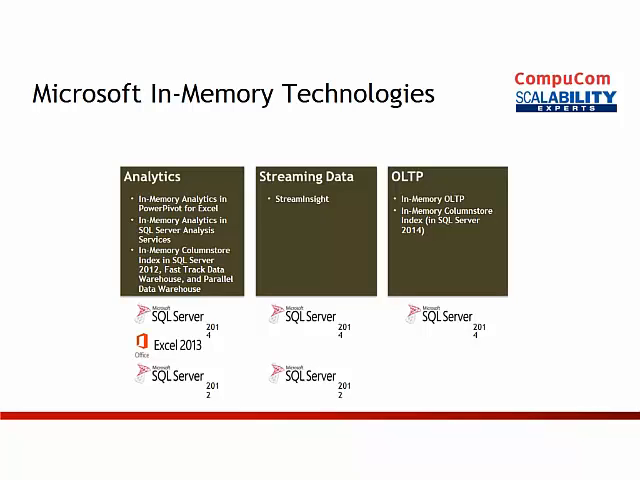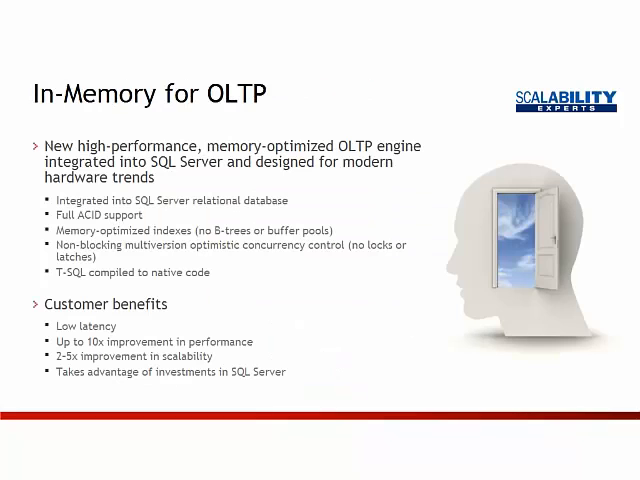So we talk about analytics, part of in-memory technology. It's not just SQL Server, it's also Excel. Excel 2013. We have Power Pivot in Excel. We have Power Query now as well, and Power Map is coming out as well. The column store index was first introduced in SQL Server 2012. We have the Fast Track Data Warehouse and the Parallel Data Warehouse. That continues on into SQL Server 2014. We have streaming data capabilities with StreamInsight, and of course with OLTP we have in-memory OLTP, and the new in-memory column store index, also called the clustered column store index, in 2014.